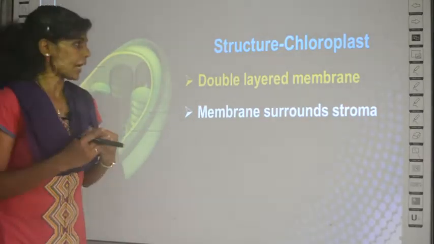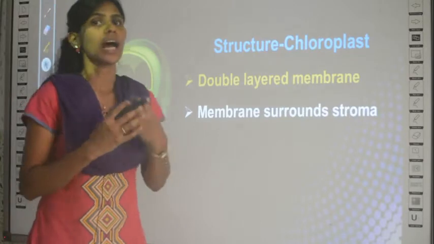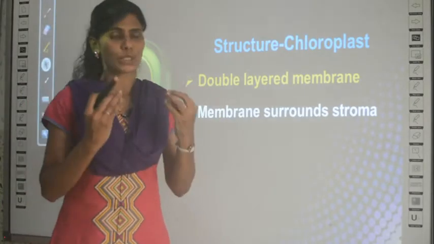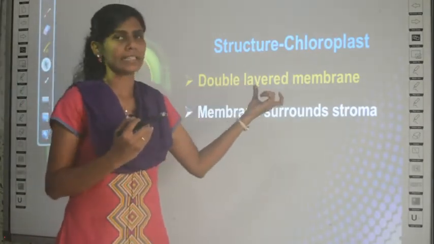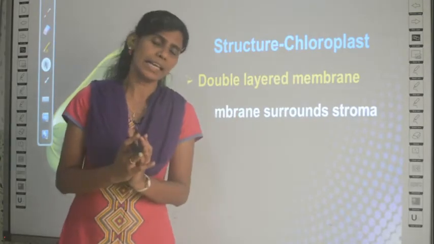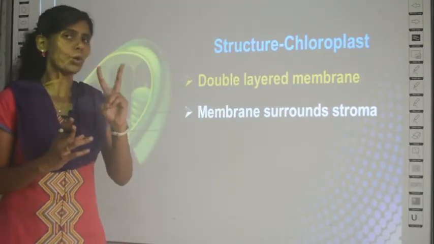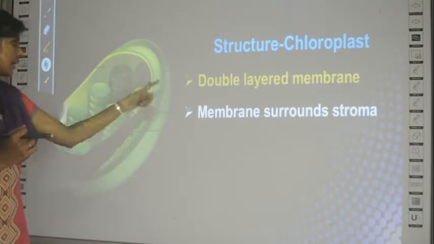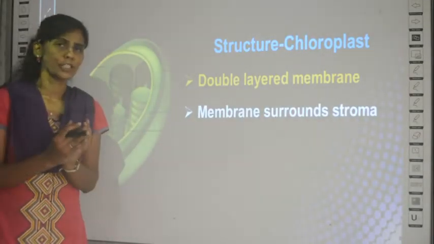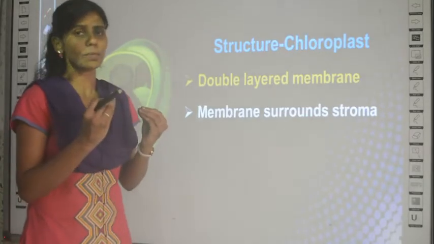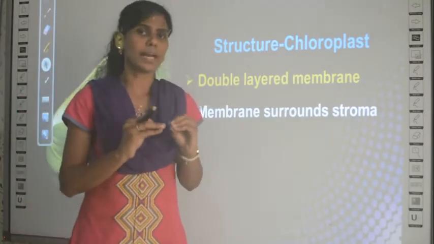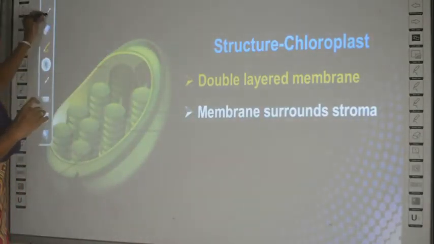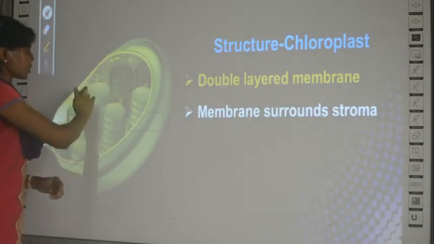So some explanation part. Already I told you there are two membranes called outer membrane and inner membrane, no? So that's why chloroplast is described as a structure with a double layered membrane. What is double? Double means two, no? So chloroplast is a structure with double membrane, and the membrane surrounds the stroma. What is stroma? I told you, just like the cytoplasm in a cell, the liquid portion in the chloroplast is called stroma, no? So where is the stroma? So the entire portion is filled with stroma. So this is all filled with stroma.